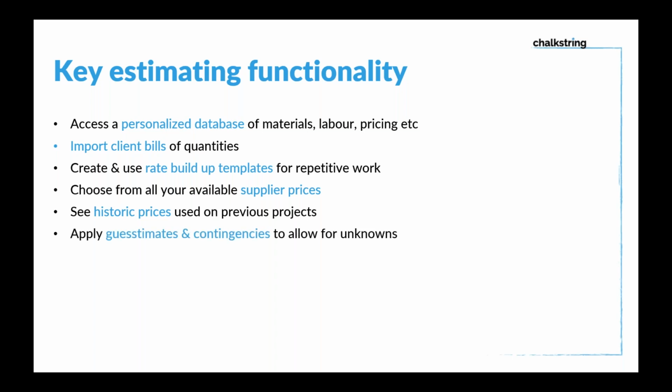Obviously, with construction, there are always unknowns, things that you can't plan for, but that you want to put aside a bit of cash for. So we can use what we call guesstimates, and I'll show you those, and contingency budgets and so on to allow for things that you don't know at estimate stage, but are likely to occur on the contract. So it's just about having a slush pot in the estimate, a pot of money to use where you need to.